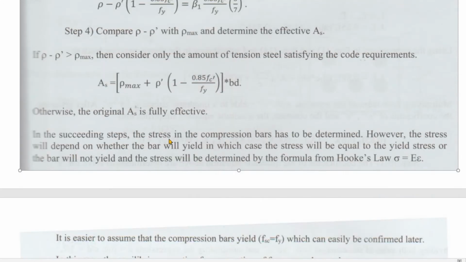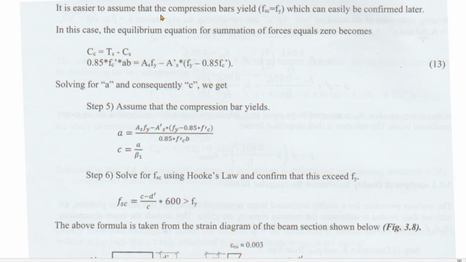In the succeeding steps, the stress in the compression bars has to be determined. However, the stress will depend on whether the bars will yield, in which case the stress will be equal to the yield stress, or the bar will not yield and the stress will be determined by the formula from Hooke's law. It is easier to assume that compression bars yield, which can easily be confirmed later. In this case, the equilibrium equation for summation forces equals 0 becomes, ito na siya.